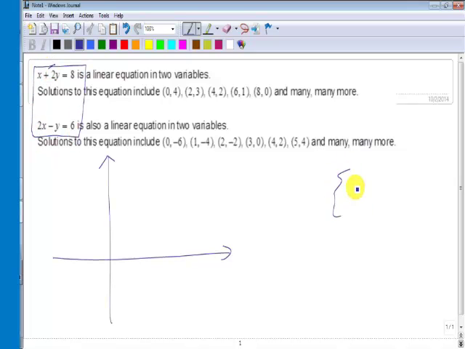If we've got a system, x plus 2y equals 8, 2x minus y equals 6, we want an ordered pair that satisfies both of those. And if we can find such an ordered pair, we could classify that as a solution to the system. So what do you think? Might there be such an ordered pair? And if so, what's it going to be?